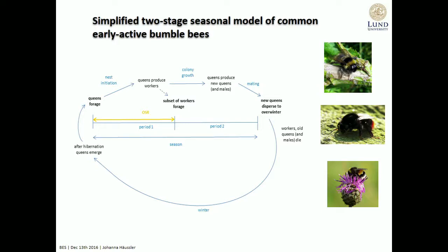During the winter, we have, of course, mortality, and at the beginning of the new season, after hibernation, the queens start to emerge. The bumblebees we looked at are all central place foragers with quite large foraging distances and long periods of activity. Because they have such a long period of activity, the flower availability during this period is of quite some importance, as we heard before already.